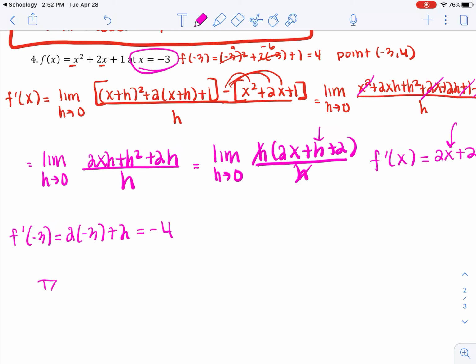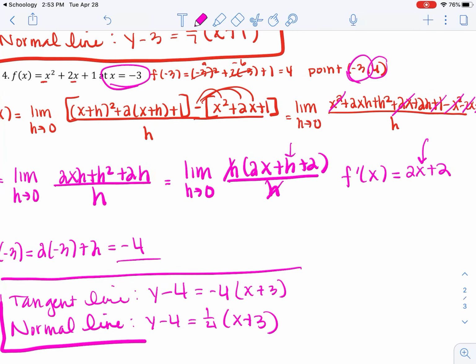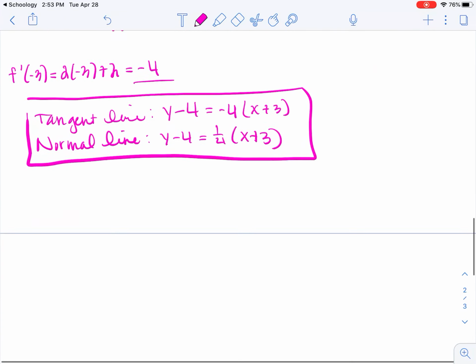Now I can write my two lines. My tangent line and my normal line. So I have y minus y1, which is 4, equals m, which is -4, times x minus x1, which is -3, so plus 3. Normal line is just perpendicular to that. y minus 4 equals the opposite reciprocal of -4, which is positive 1/4, times x plus 3. And there's my two lines.